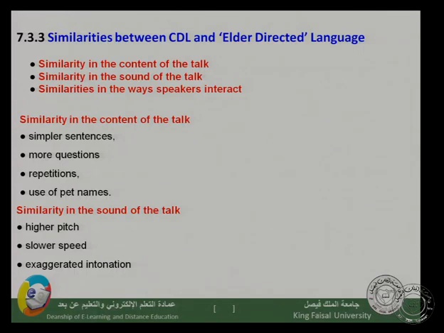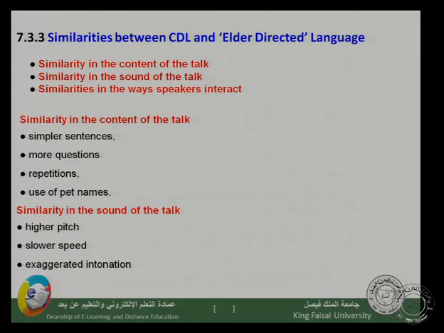The similarity in the content of the talk is represented by simpler sentences. If you are talking to an old man or you are talking to a young child, you need to use simpler sentences, sentences which are not complicated, sentences that a child can process and an old person or a person who is over 65 can easily process. Again, you ask them more questions. You always ask them, do you understand? Are you following? Do you like this? Be careful, don't do that. So there are more questions.